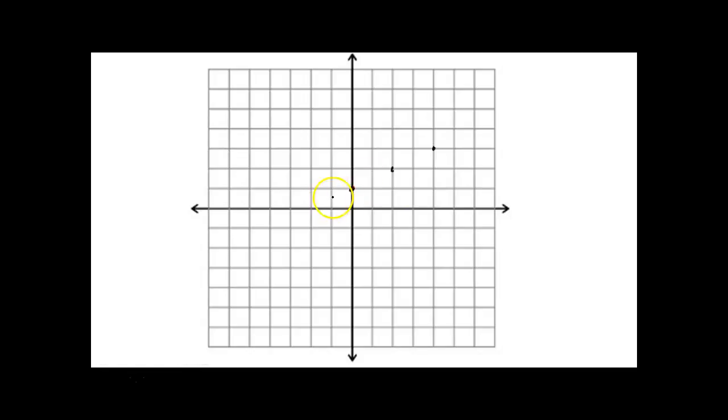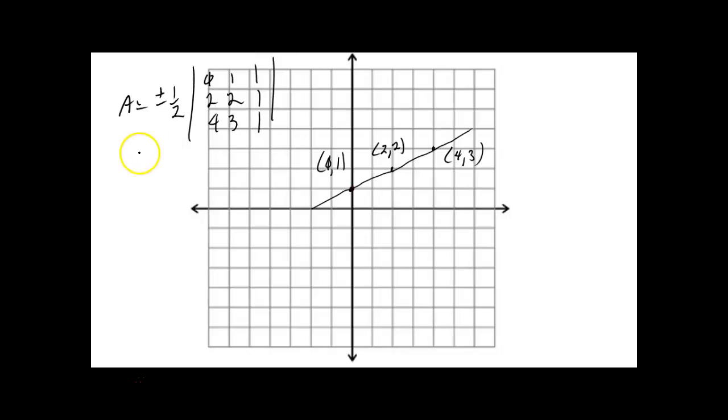Okay, this will be the line through those 3 points. By the way, this is 0, 1, this is 2, 2, and this is 4, 3. What if we try to use the formula that we did last time for what the area of that triangle would be? Well, the area, remember, is plus or minus 1/2 the determinant formed by the 3 points. 0, 1, 1, 2, 2, 1, and 4, 3, 1. What does that produce?